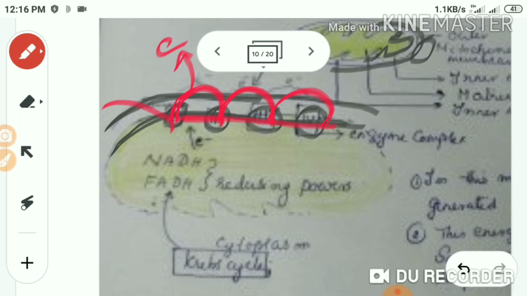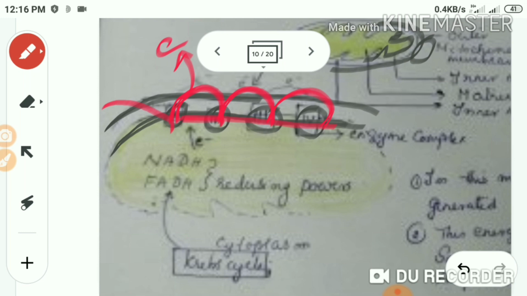Anyway, we have to study this in detail in the upcoming classes. At that time, we will discuss it in detail. But this much is enough for you now. So, in the mitochondria, in the inner membrane, the electron transport system is there. Actually, there energy production occurs.